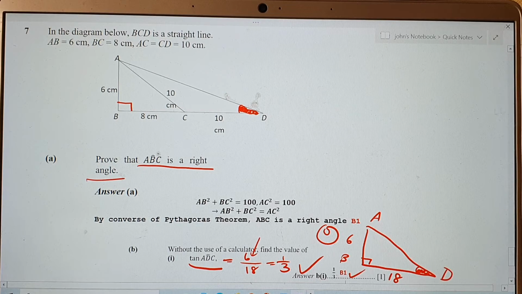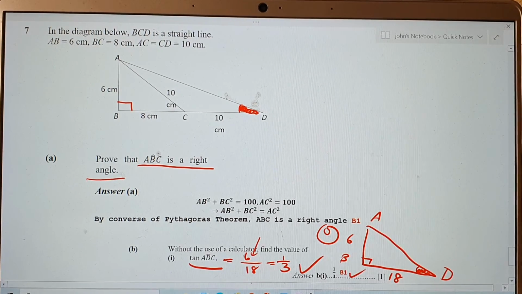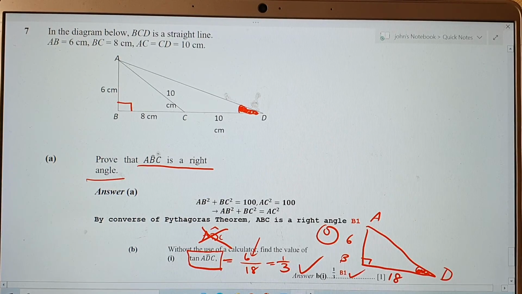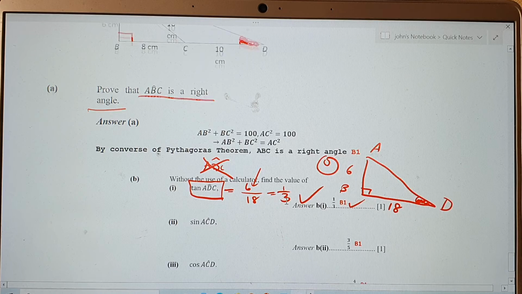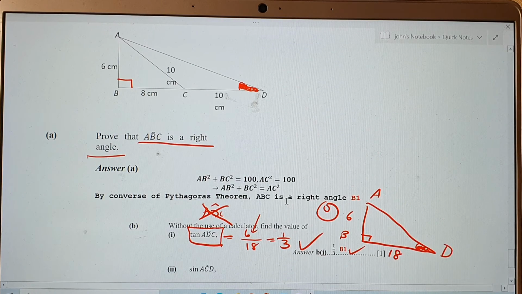Now, is there anything to update on your diagram? For this question, you don't update anything, because this tangent ADC is not equals to angle ADC, this red angle. It's the tangent of this angle that they want you to find, and rightly so, it is 1/3. So we are not finding this. Hope you are clear. Now we go on to part 2, sine ACD.